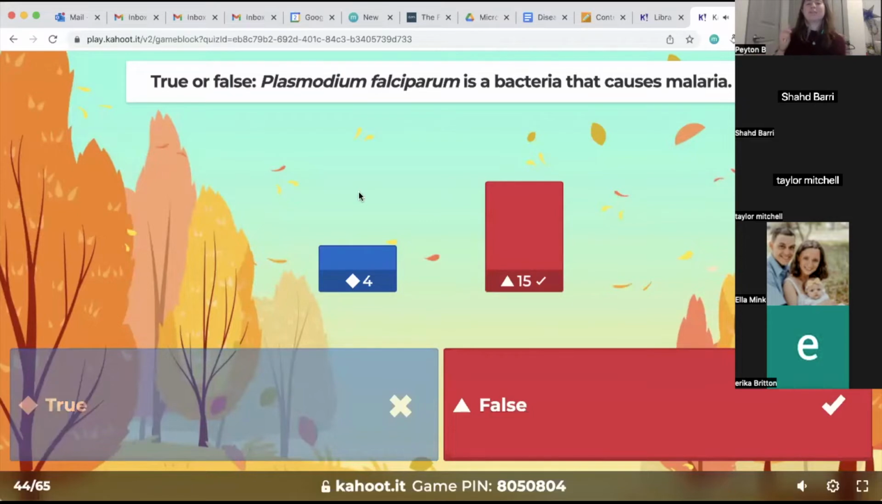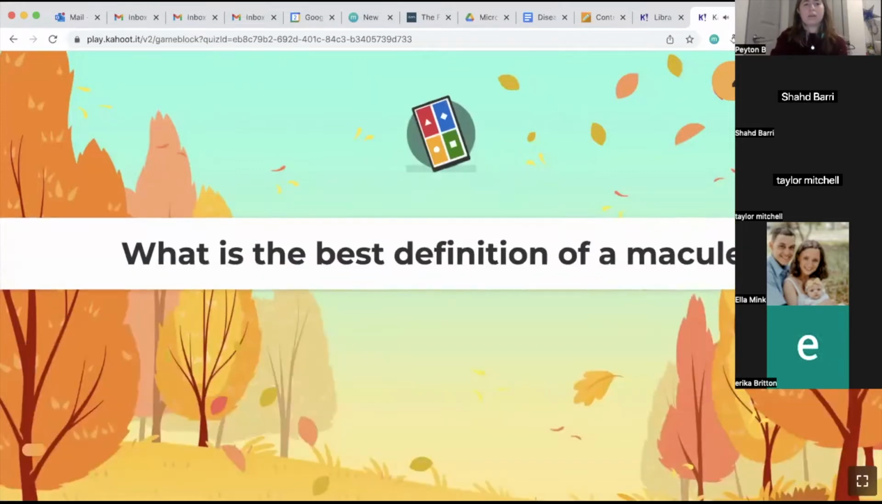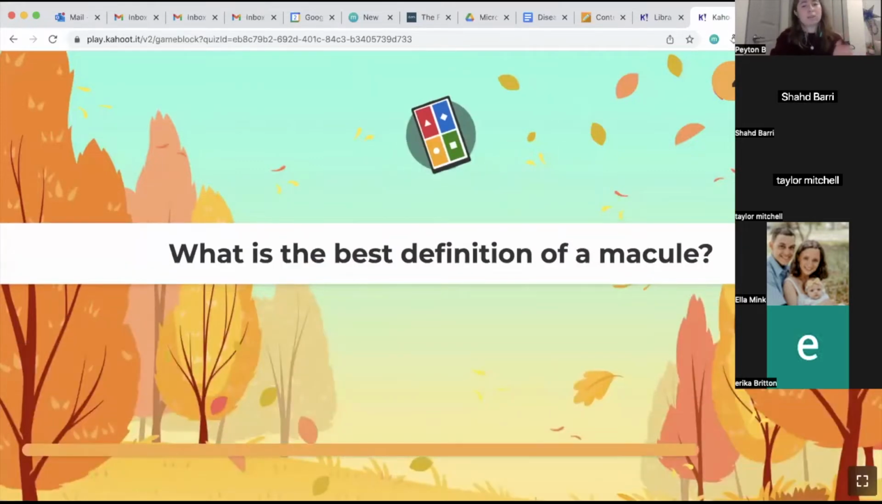False. Very good job. This is kind of a trick question. So Plasmodium falciparum is involved in causing malaria. However, it is a parasite. It is not a bacteria. So yes, look out for trick questions like those. A lot of true or false, it's like half of it's true, but the other half is false.